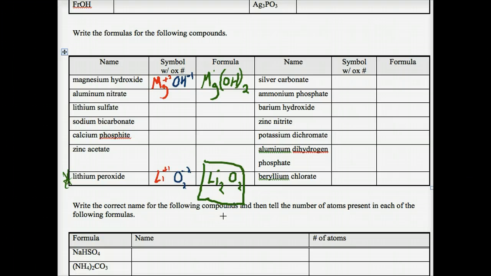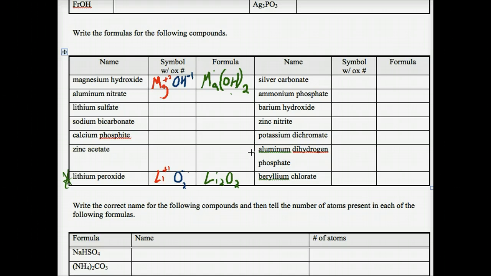It looks odd because it looks like you should reduce this to LiO. The reason you can't do that is because it's peroxide. Peroxide is O2. Just like when we were talking about the OH, you can't say O2H2. You cannot alter the polyatomic ion of peroxide, so you have to leave your answer as Li2O2, which is a little weird.